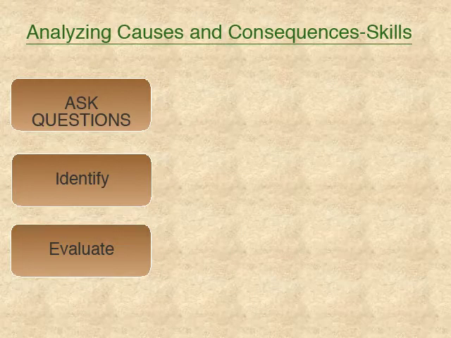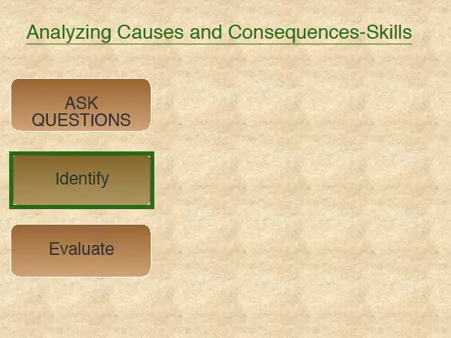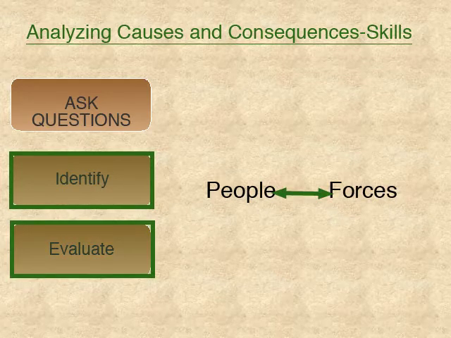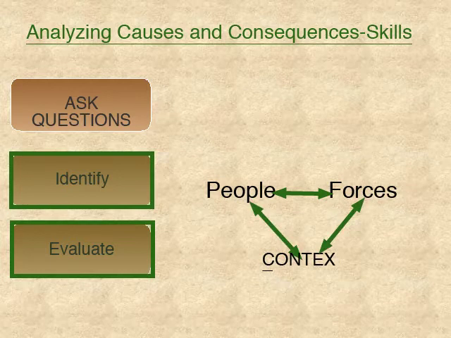Analyzing causes and consequences requires asking questions, identifying people and forces, and evaluating the interaction between people and forces, which creates the context. And the people, forces, and context are all interacting with each other. It is not a linear relationship. And that's also true of these skills of asking questions, identifying, and evaluating.